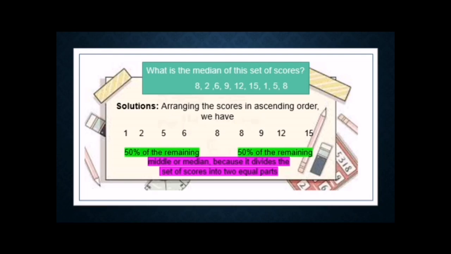So, for us to find out the median of the set of scores, first you have to arrange the scores in ascending order, meaning from lowest to highest. So we have 1, 2, 5, 6, 8, 8, 9, 12, and 15. Now this part is the 50% of the remaining set of scores. This part also is the 50% of the remaining set of scores. So 8 will be the middle or the median because it divides the set of scores into two equal parts.